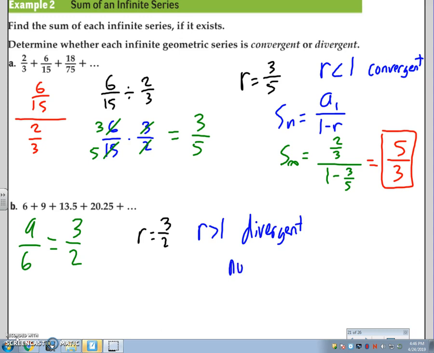So no sum exists, because it keeps getting bigger, too big. We can't add it all up. Alright, what's next?